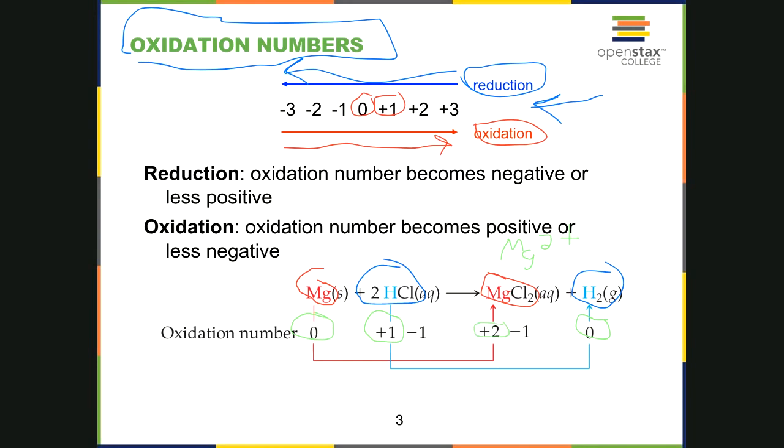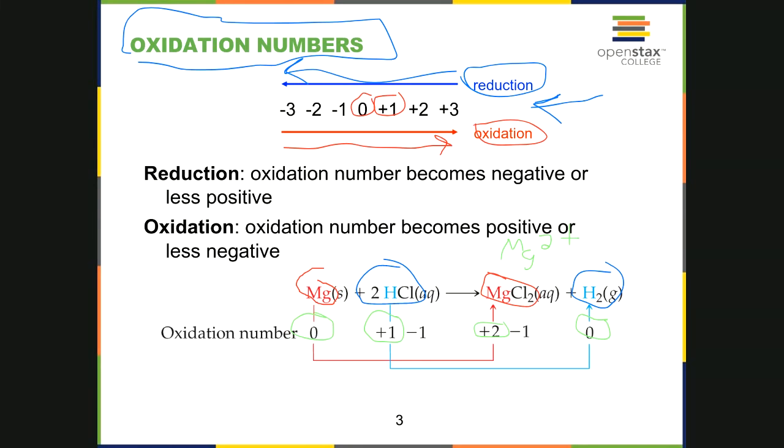And for the chlorides in both the hydrochloric acid and the magnesium chloride, that's going to be -1 because its charge is 1 negative. Then we just follow to see what happens to the oxidation numbers as we go from the reactants to the products.